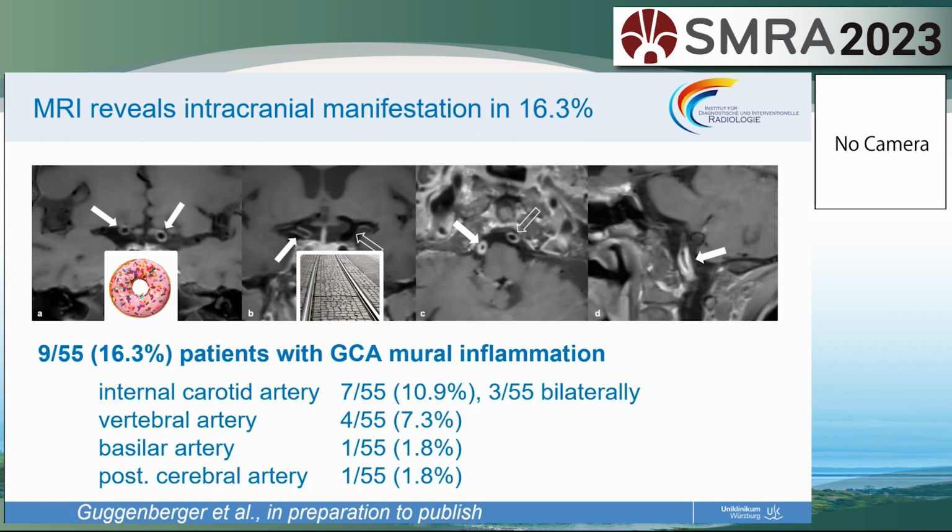Unexpectedly, there was a high manifestation of intracranial vessel wall enhancement that we consider vasculitis in 16.3% of our patients, typically in the ICA in 7 patients, in the vertebral artery in 4 patients, basilar artery in 1 patient, and posterior cerebral artery in 1 other patient.